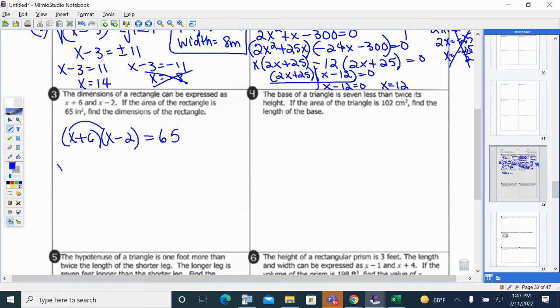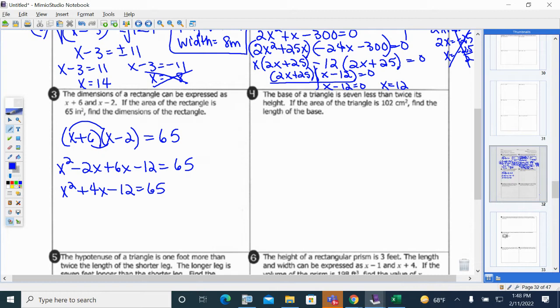So x times x is x squared. X times negative 2 is negative 2x. 6 times x is a positive 6x. 6 times negative 2 is negative 12 equals the 65. So at this point, I'm going to combine my like terms on the left. X squared plus 4x minus the 12 equals the 65. Now we've got a quadratic.